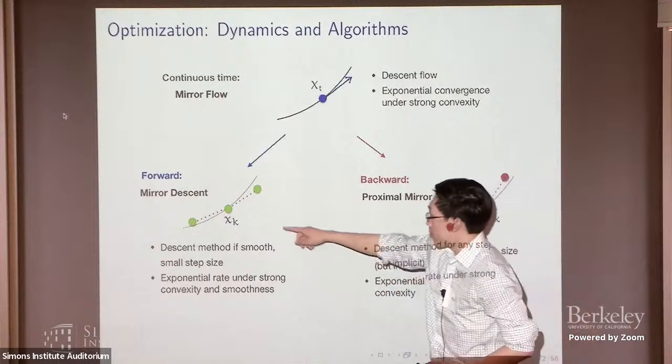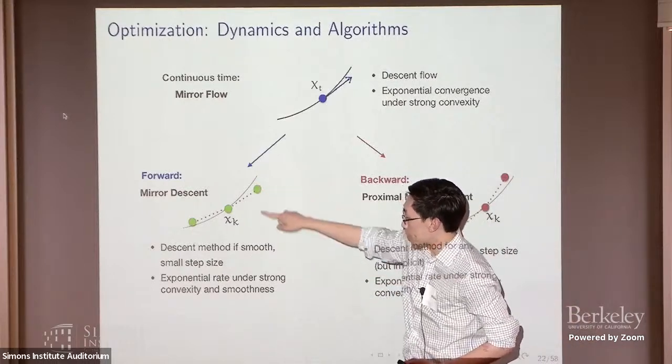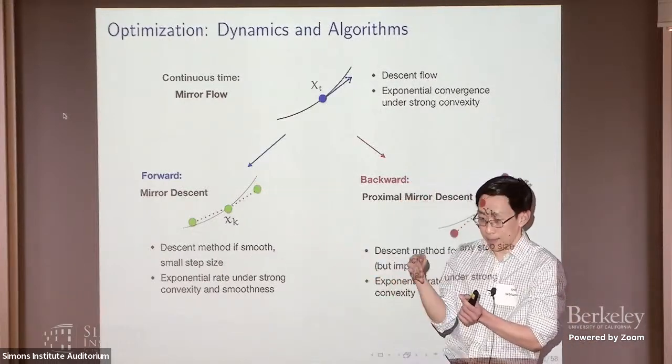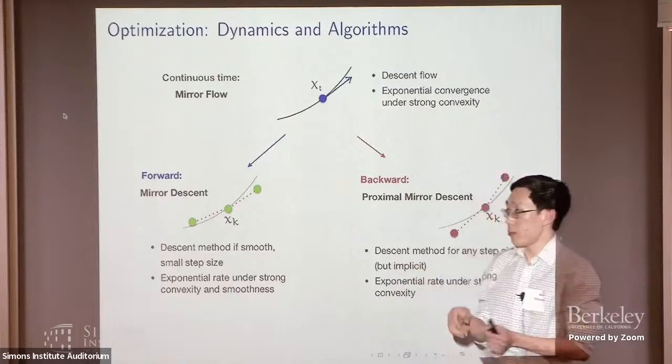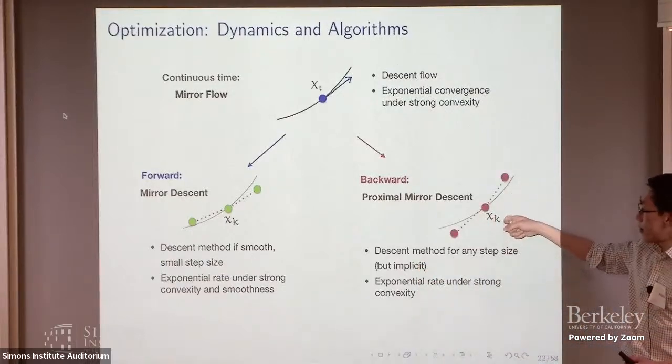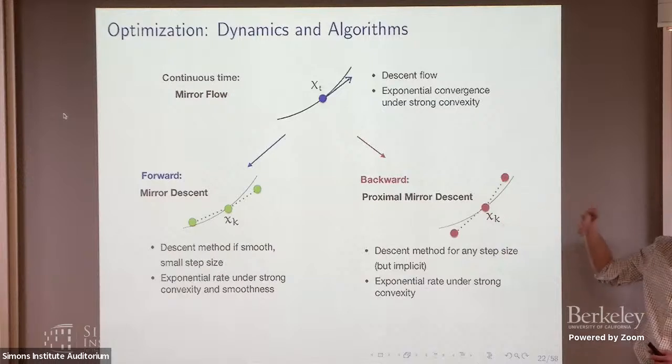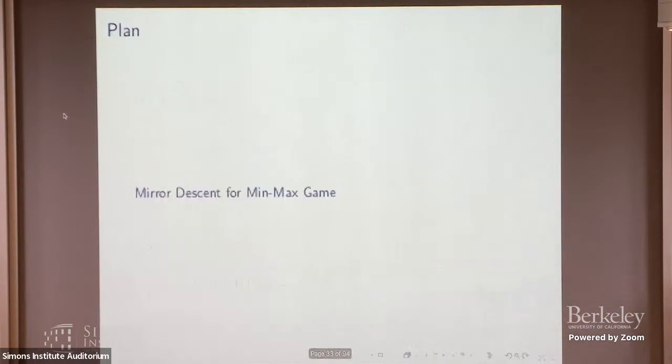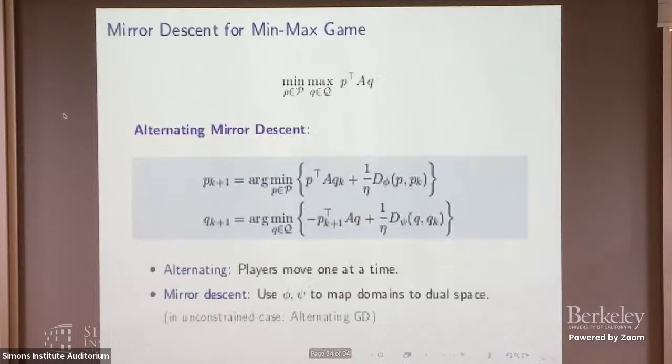The forward method introduces some error, but under smoothness, we can show that the error can be folded into the contraction, so we still converge. The backward method doesn't require smoothness at all. We always converge. Okay, so this is for optimization. Now let's see what happens for the min-max case, still for mirror descent.